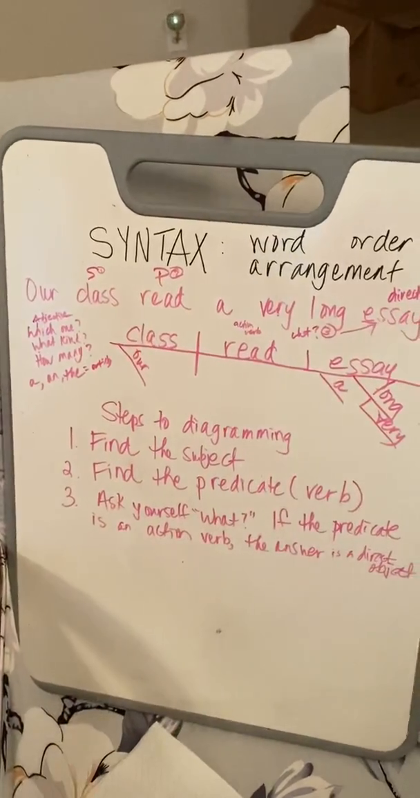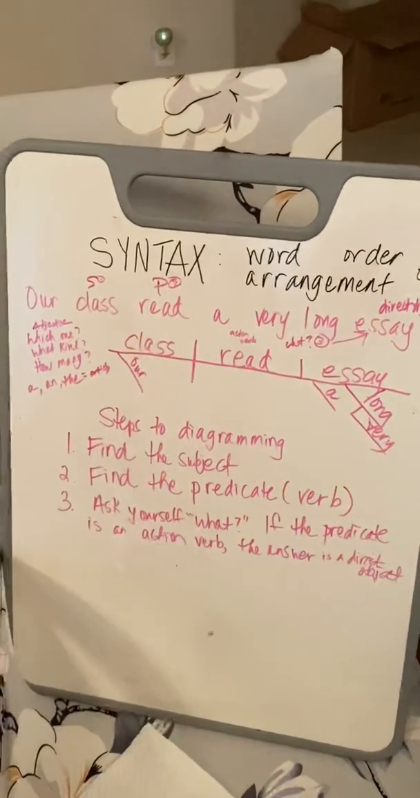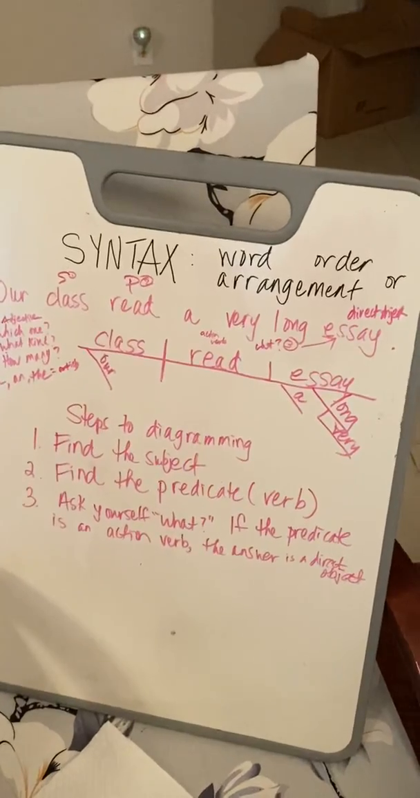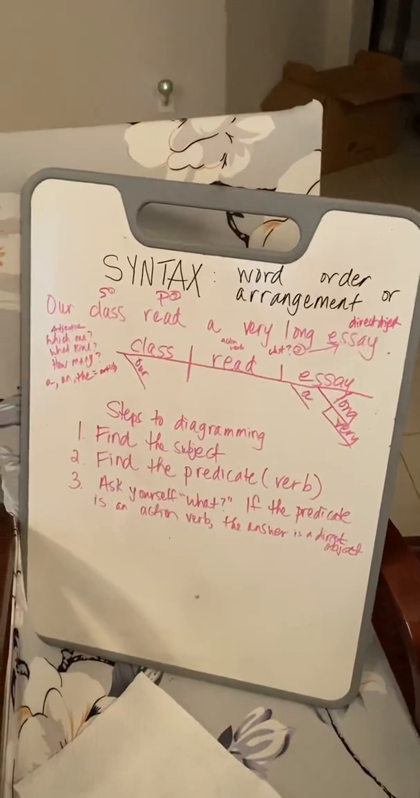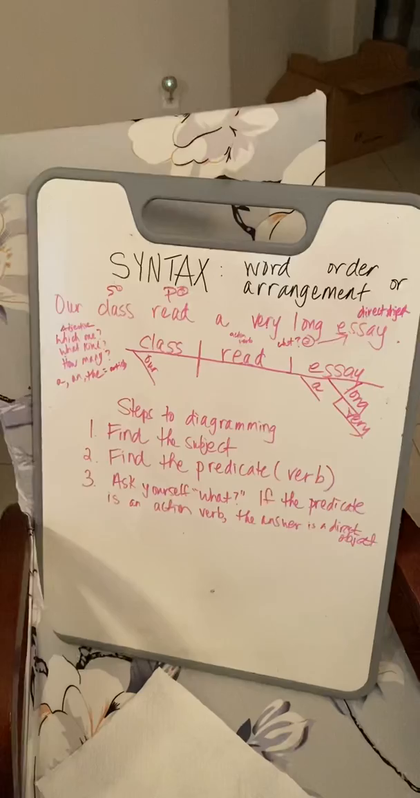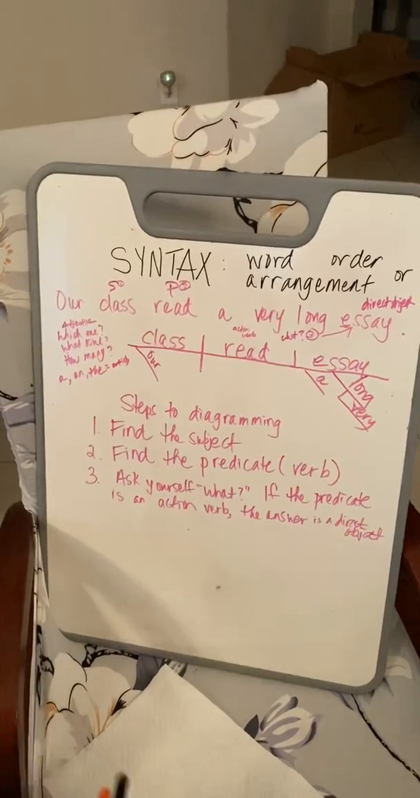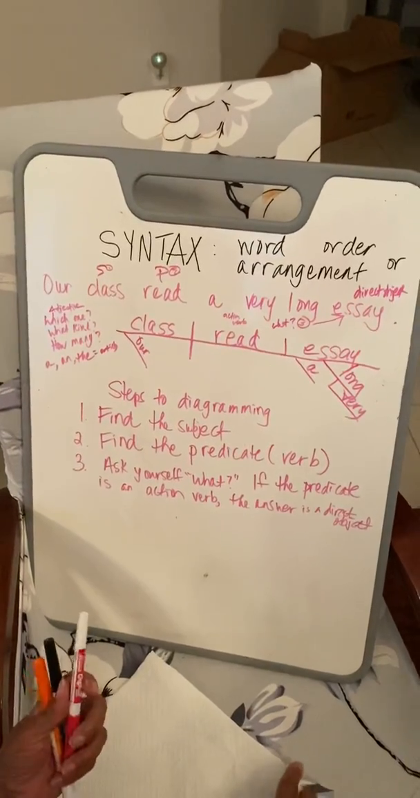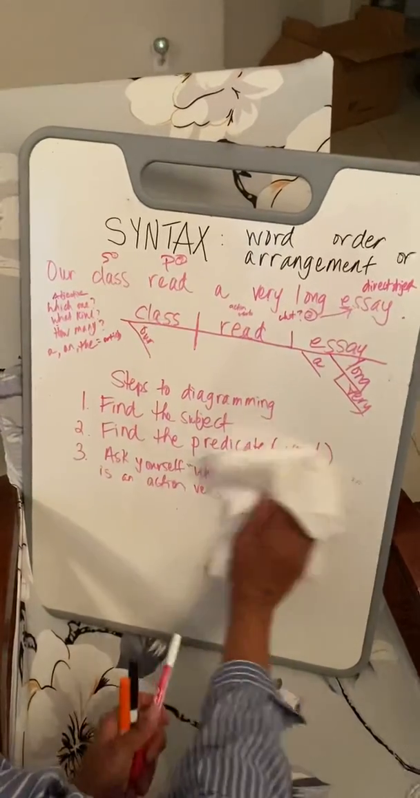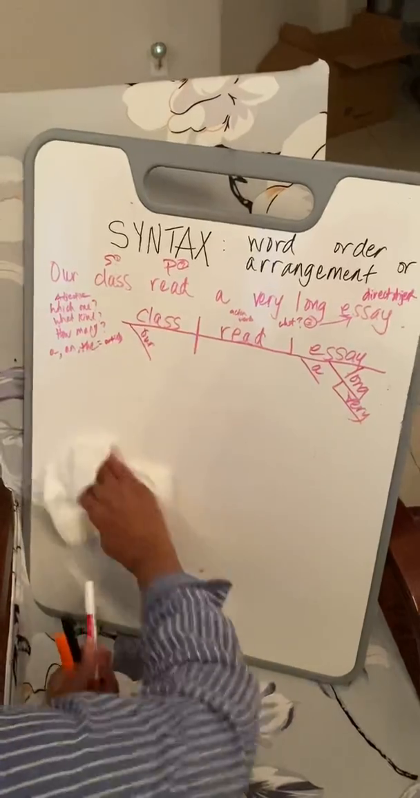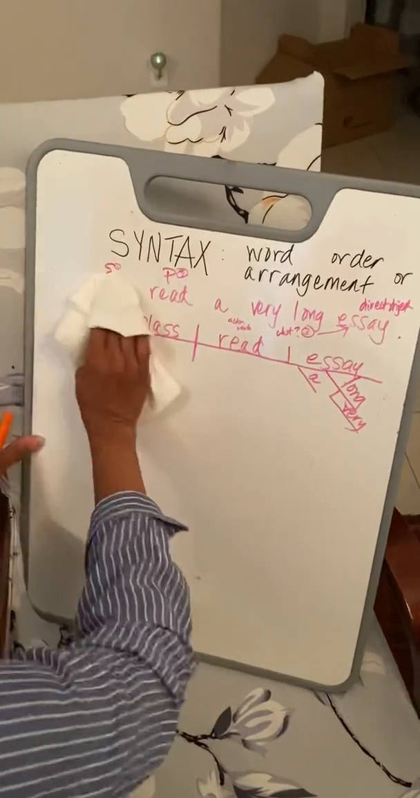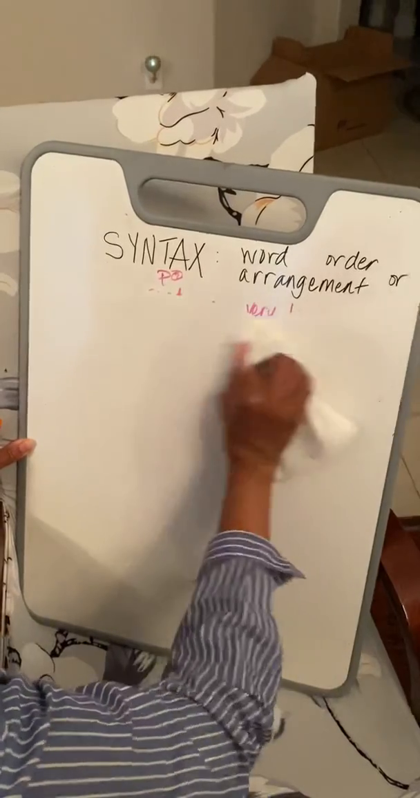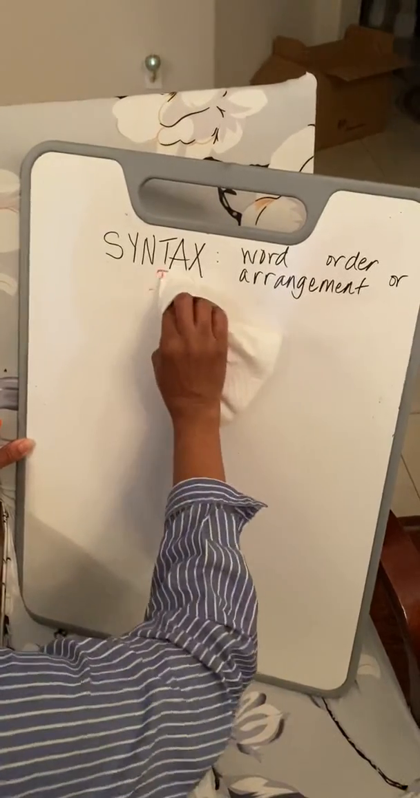Now, what if your sentence doesn't have a subject? What if you just have: read a very long essay? Because sometimes I'm reading your work and you have fragments, and you've been writing fragments all year and I think you don't know how to fix them. So I'm going to erase this now. How do I tell if I have a fragment or a run-on? Well, a fragment is just as the word sounds. It's not a whole, it's a piece or a portion of something.